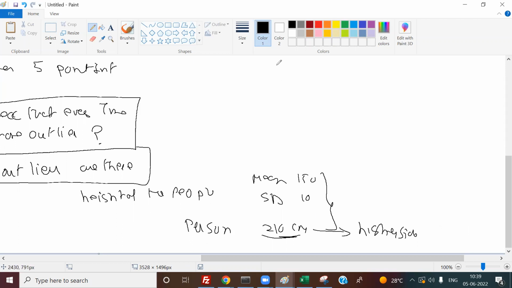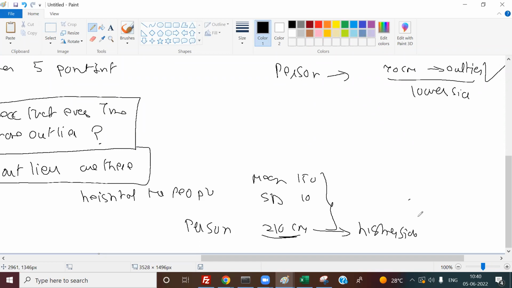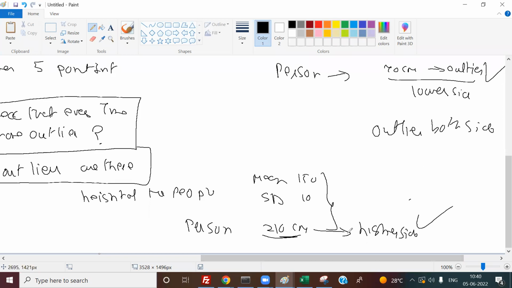But consider if there is a person whose height is around 70 centimeter, then this person can also be taken as an outlier. I've done a survey on full-grown persons, right? So don't consider the kids. So this 70 centimeter person can also be an outlier, right? If this person exists, then outlier is on the lower side. If both of them exist, then it is outlier on both the sides. Okay? So outlier may be on the higher side, it may be on the lower side, it can be on both the sides.